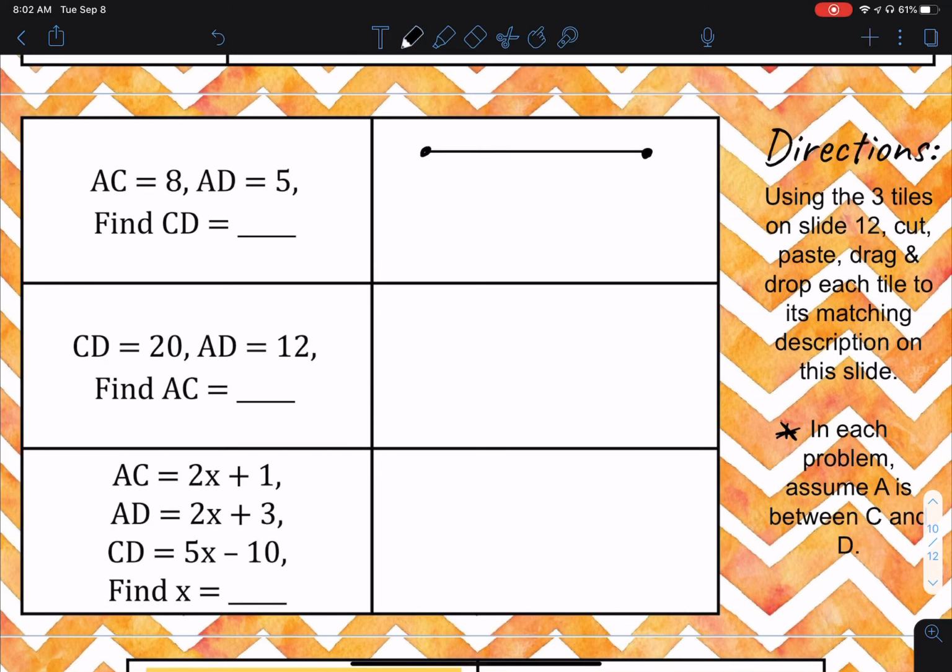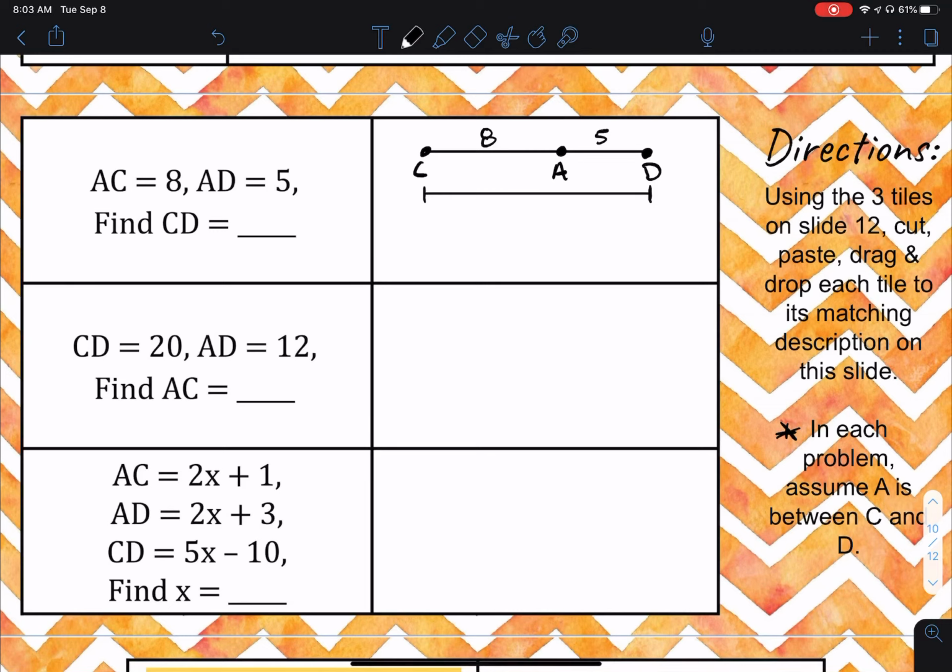Okay, and I know that A down here, it told me that A is going to be between C and D, so I know this is C and I know this is D. It says that A to C is 8, so here's A. So this distance here is 8, and then from A to D is 5. And it says find C to D. So I got to find that distance right there.